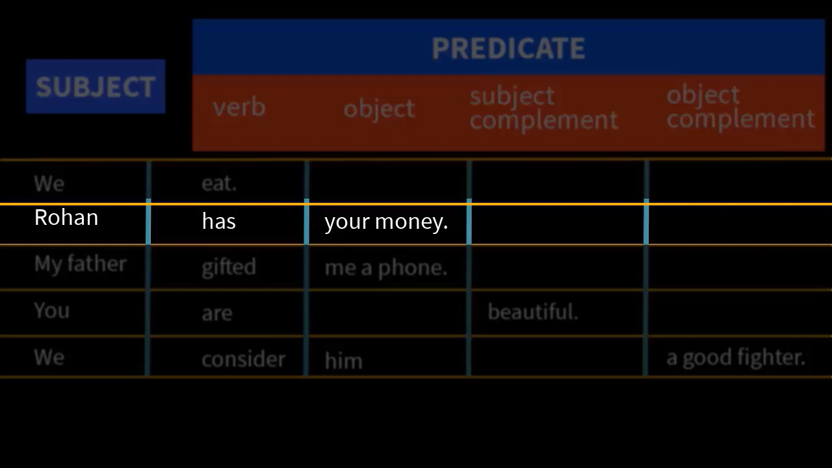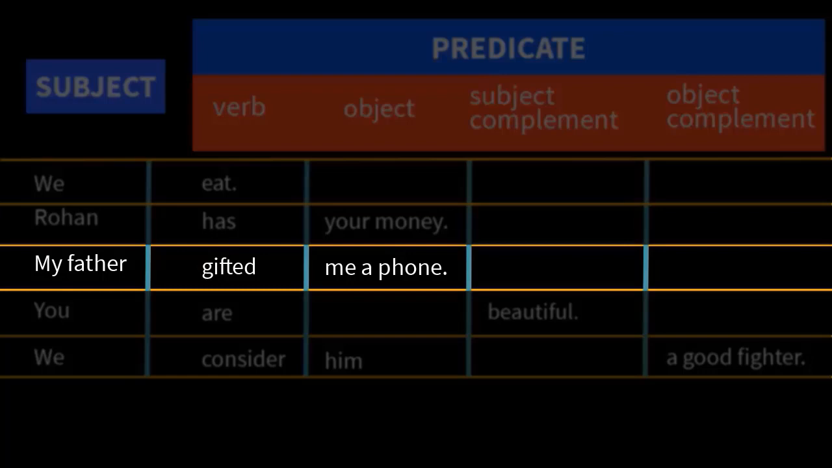Third example. My father gifted me a phone. My father gifted, is it all right? Yeah, but it does not make any sense. Gifted what? You're going to ask what? So gifted whom? Me, I received whatever I received. What did I receive? A phone.